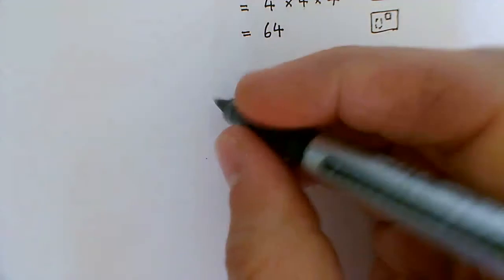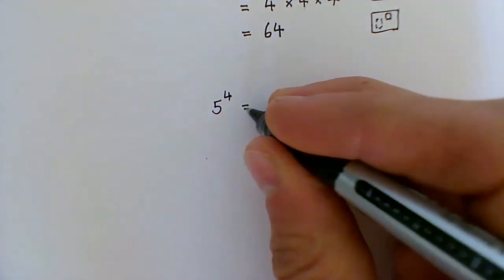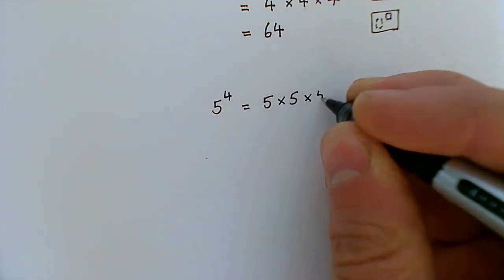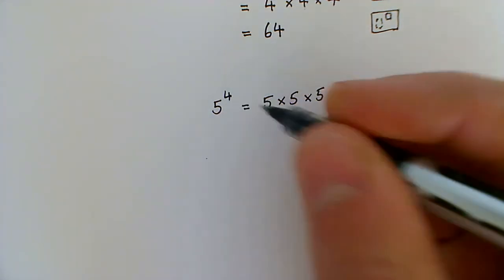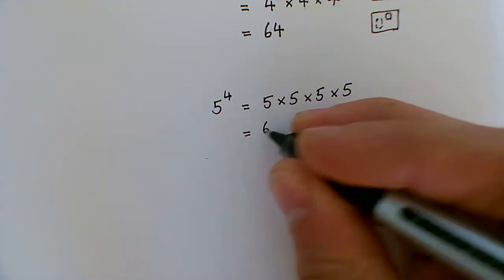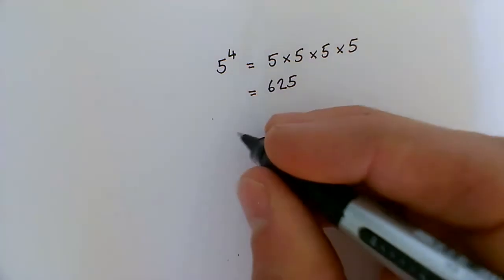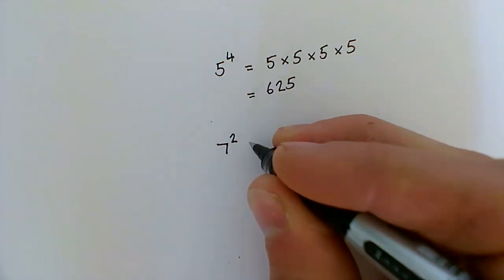So a couple more examples. What does something like 5 to the 4 mean? Well, 5 to the 4 means 5 times 5 times 5 times 5. So we're multiplying 5 together 4 times. That's 25, 125, 625. Or again, you could put that in your calculator and find out what you get.